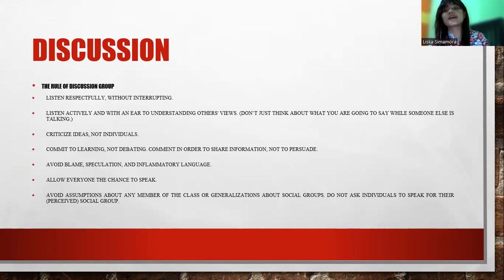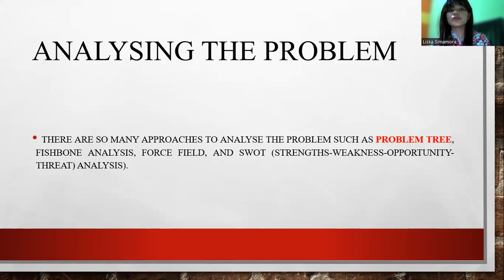The second one is analyzing the problem. When we want to analyze the problem, of course, we have tools. There are so many tools to analyze the problem. First one is problem tree. Second one is fishbone analysis. The next one is force field and SWOT and many others. SWOT: strengths, weaknesses, opportunities, and threats analysis. As you see here, I give a red color, so I want to emphasize that in this class, we want to analyze the problem by using the problem tree approach. Let's go.